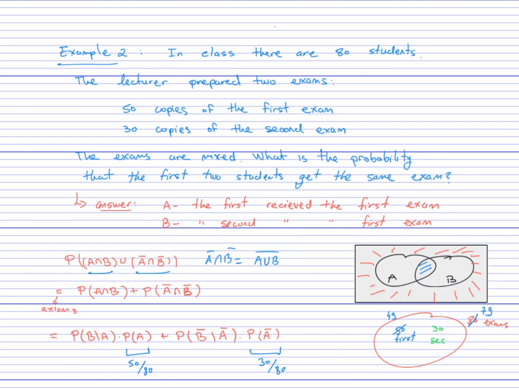Okay, so now if I ask you, what is the probability of B given A? That's equivalent to asking: the first student got the first exam. What is the probability now that the second will also get the first exam? And that probability is exactly 49 over 79.